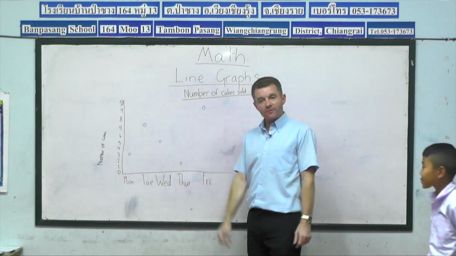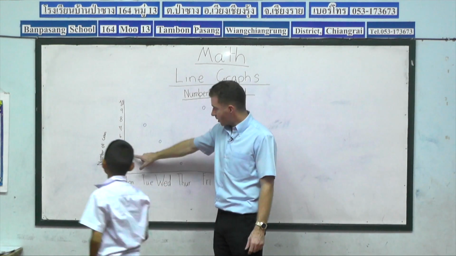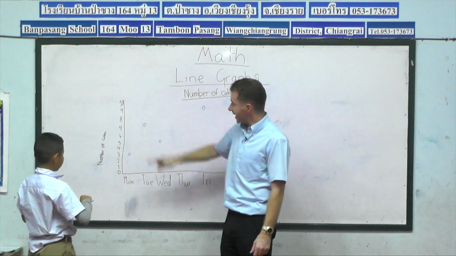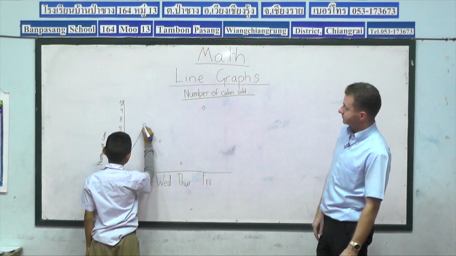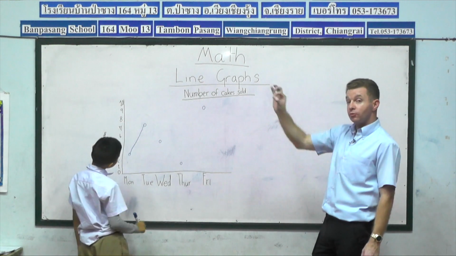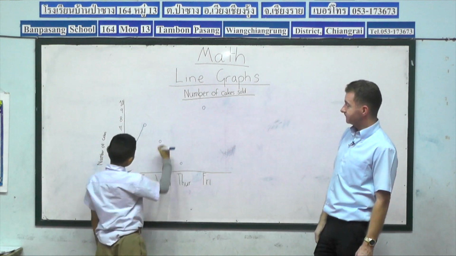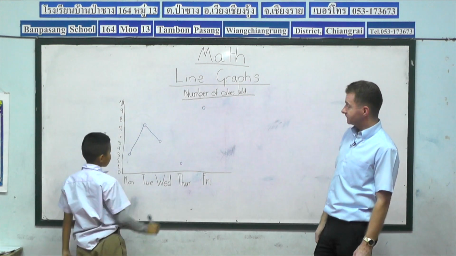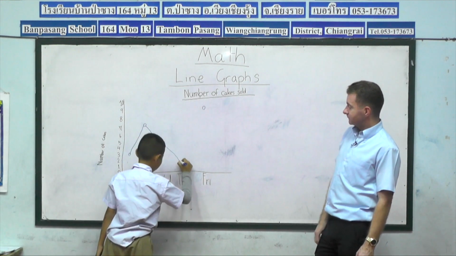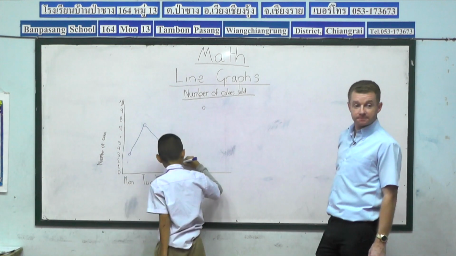So always start at the first category. So we start here with Monday and then connect to Tuesday. Okay, and then we go from Tuesday to Wednesday, Wednesday to Thursday, and Thursday to Friday.